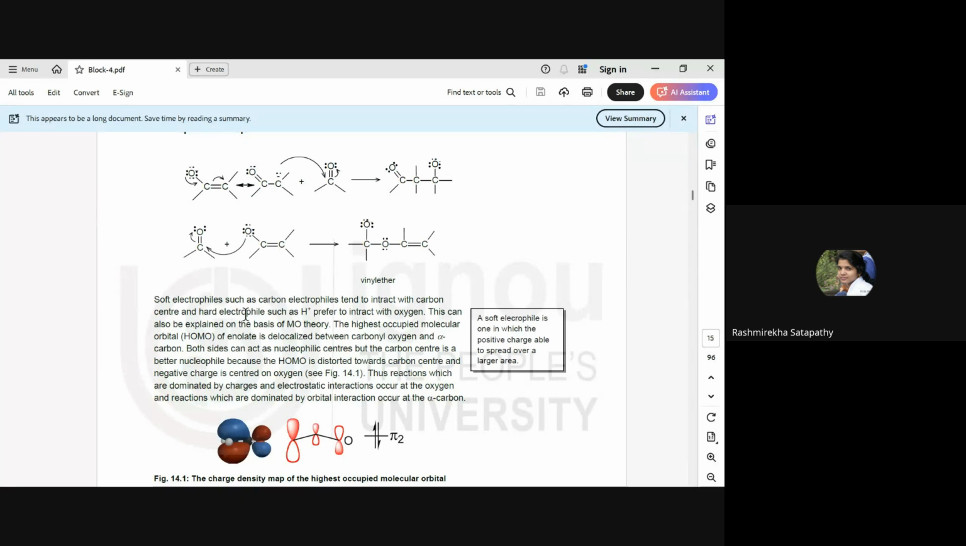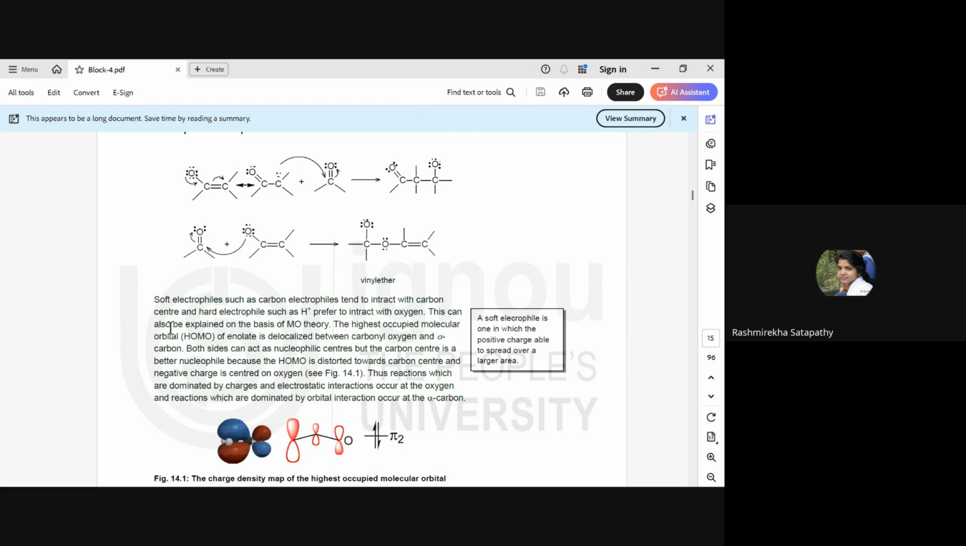Soft electrophiles such as the carbon electrophile tend to interact with the carbon center, and the hard electrophile H plus prefers to interact with the oxygen. This is H plus, the hard electrophile, and the soft electrophile interacts with the carbon center. This can also be explained on the basis of the molecular orbital theory.